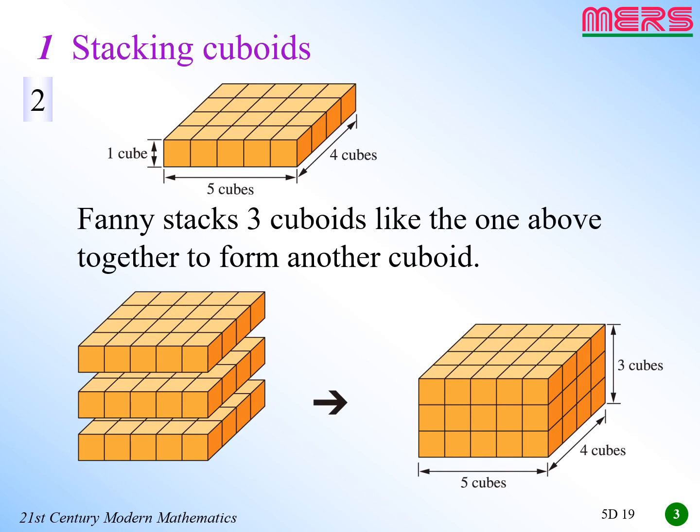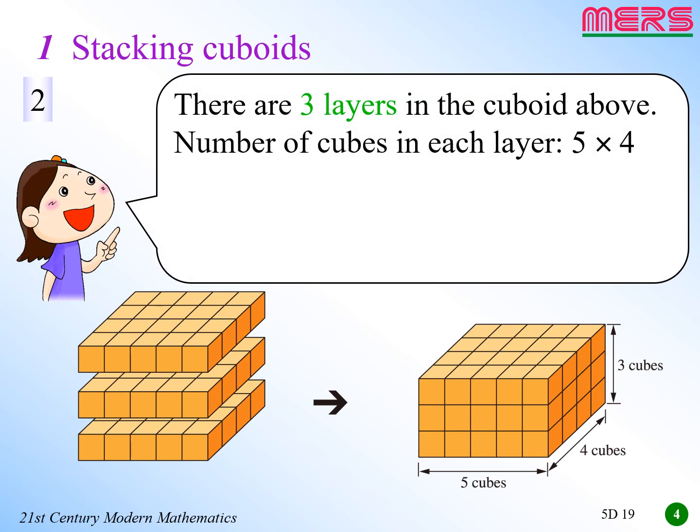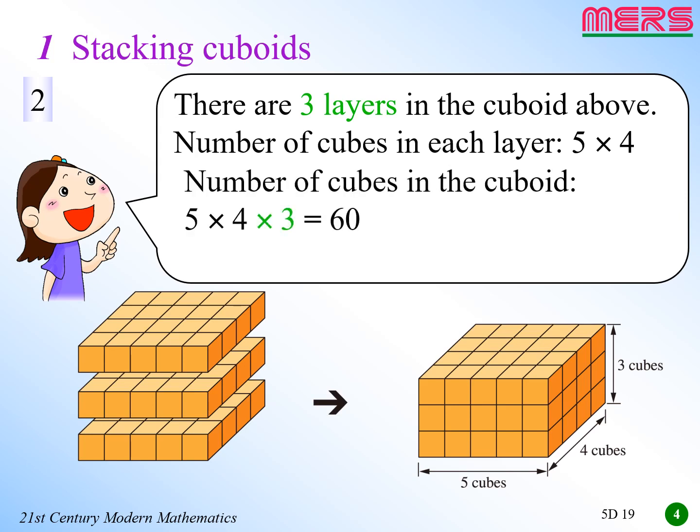Fanny stacked 3 cuboids like the one that John made and formed another cuboid. How many cubes were used to make this cuboid? By counting, 60 cubes were used. You may also use a simpler method by calculation. There are 3 layers in the cuboid below. The number of cubes in each layer is 5 times 4, that is 20. But there are altogether 3 layers. Therefore, the number of cubes used is 5 times 4 times 3 equals 60. So its volume is 60 cubic centimeters.